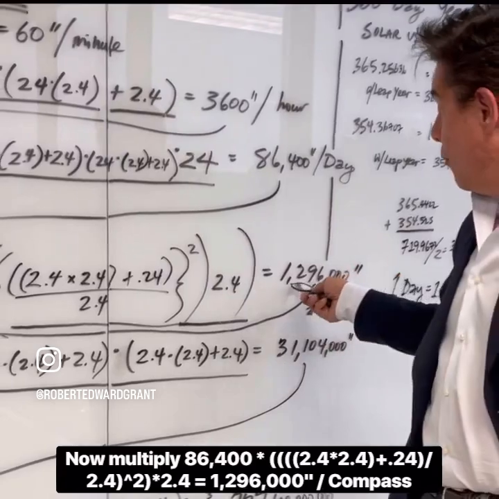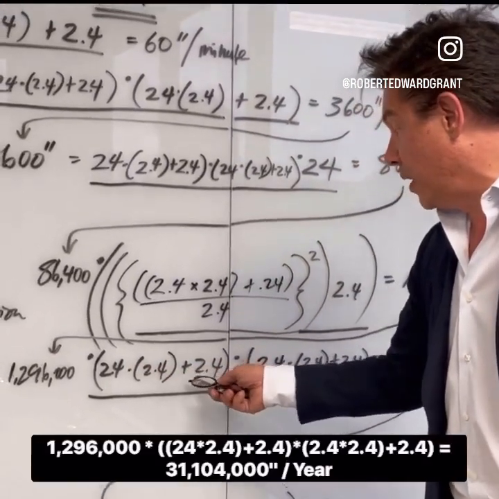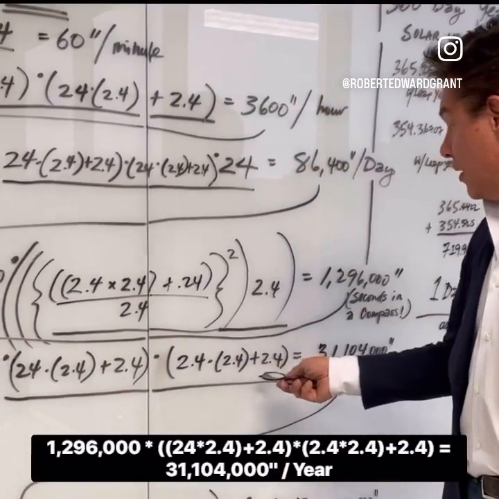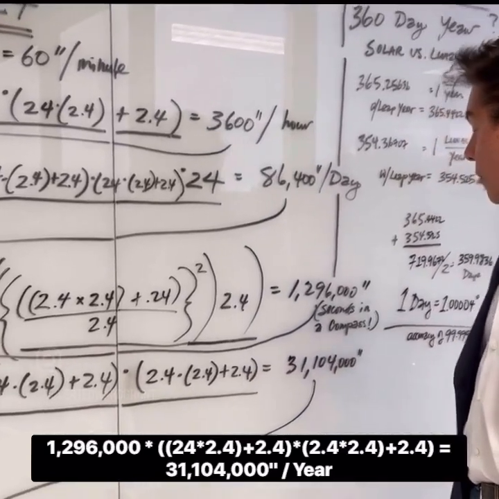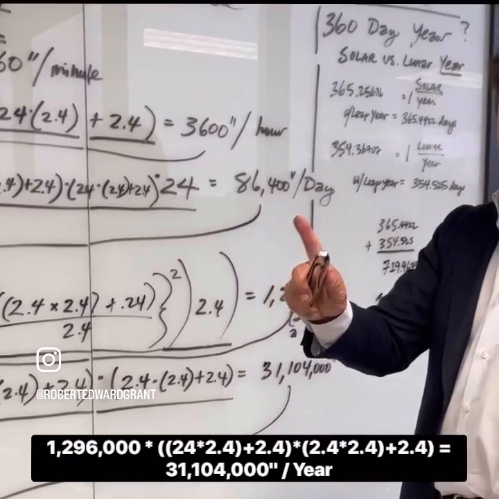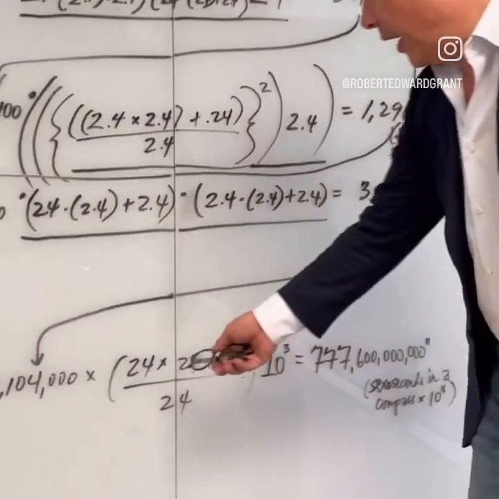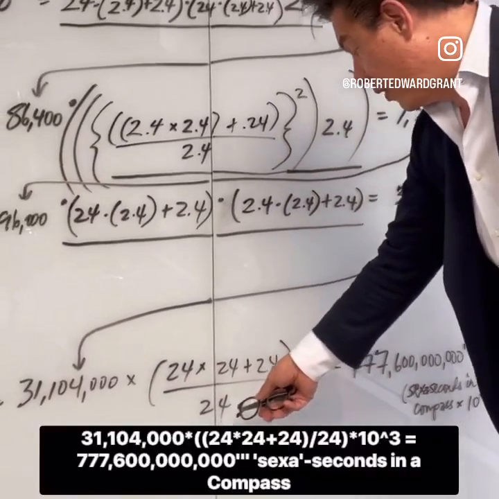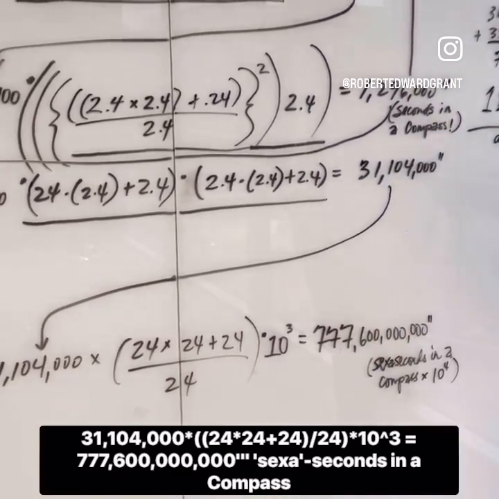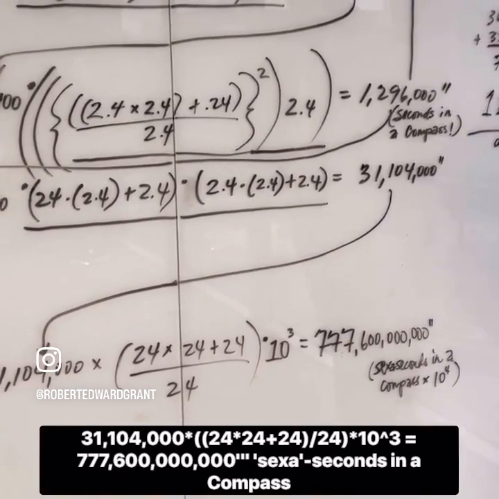We take that same 1.296 million seconds and multiply it by 24 times 2.4 plus 2.4, again times 2.4 times 2.4 plus 2.4, which equals 31,104,000 seconds in 1 year. That's the number of seconds in 1 year. Then if we multiply that by 24 times 24 plus 24 divided by 24 times 10 to the third power, it gives us this number right here, 777,600,000,000. That's the number of sexaseconds in a compass.